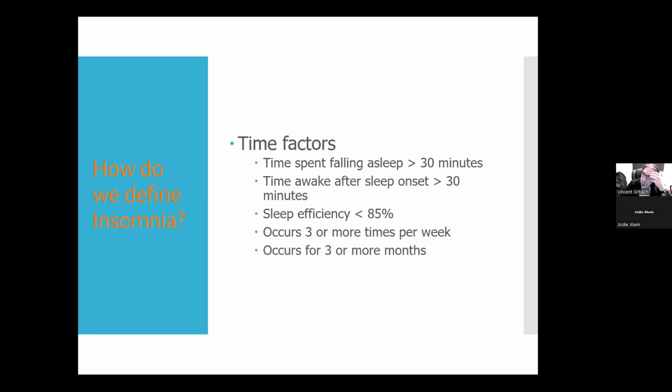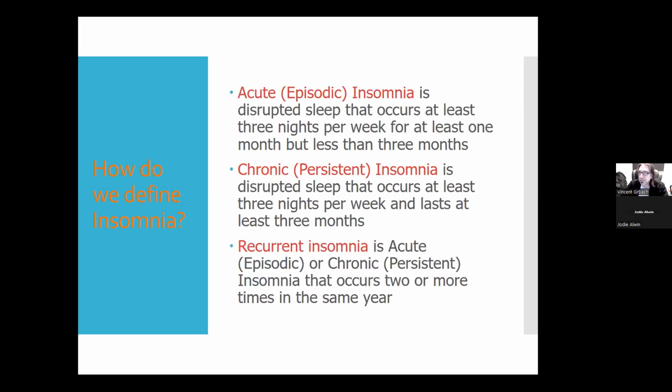So the time factors are time spent falling asleep greater than 30 minutes, or wake after sleep onset greater than 30 minutes, sleep efficiency less than 85%, which is a pretty high bar, occurring 3 or more times per week, again, for 3 months. It's further broken down into 3 different types. You have acute episodic insomnia, which is occurring for at least 1 month, but less than 3 months. And then the persistent or chronic insomnia, which I already mentioned. And recurrent insomnia is when somebody has either acute or chronic insomnia that occurs 2 or more times in the same calendar year.